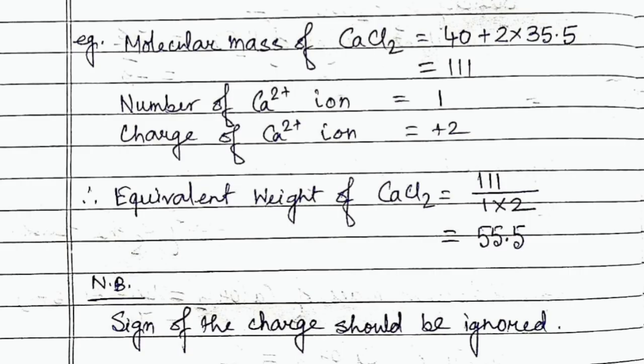For example, if we want to calculate the equivalent weight of calcium chloride, then we have to find out the molecular mass of calcium chloride, that is 111. Now here the number of calcium ions, that is cations, is 1 and the charge of the calcium ion is 2. So the equivalent weight of calcium chloride is equal to 111 by 1 into 2, that is 55.5.